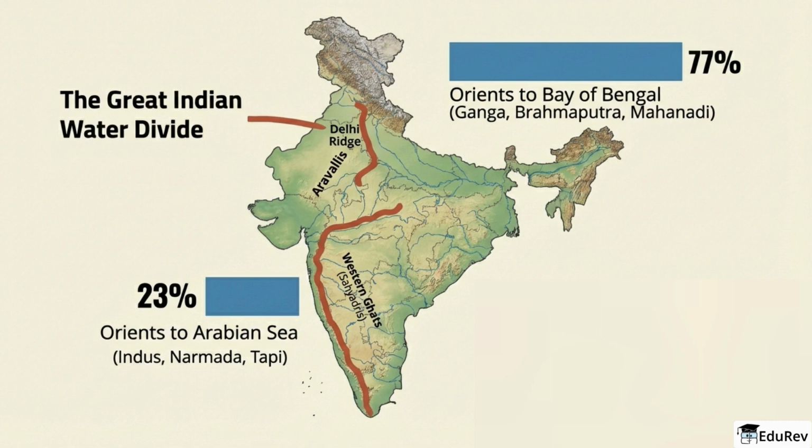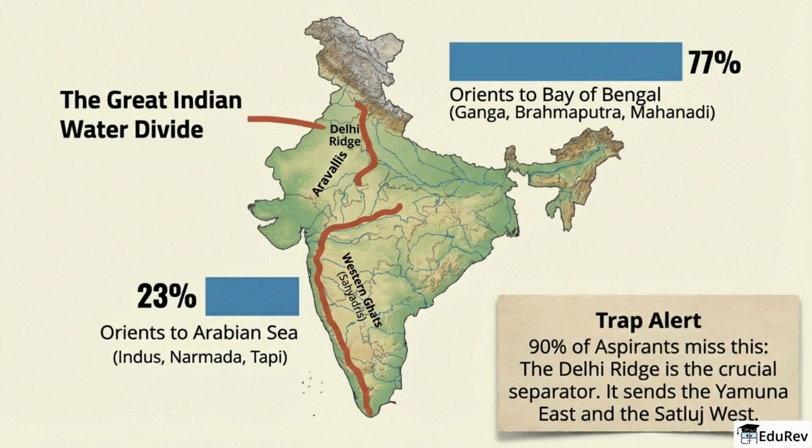And here is the distinction most aspirants miss. The Delhi Ridge is the crucial separator in the north. It sends the Yamuna eastward into the Ganga system and the Satluj westward into the Indus system. If you miss the ridge, you miss the map.